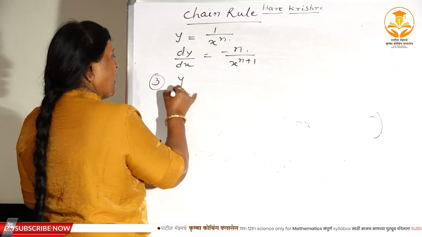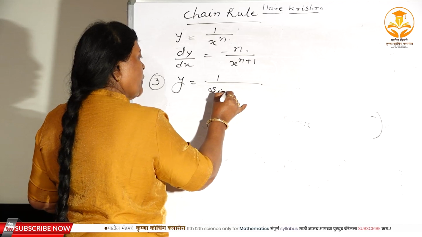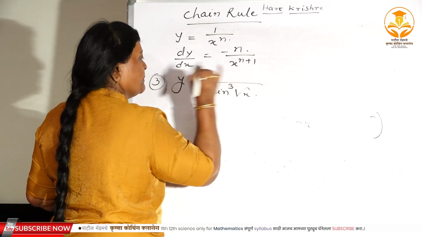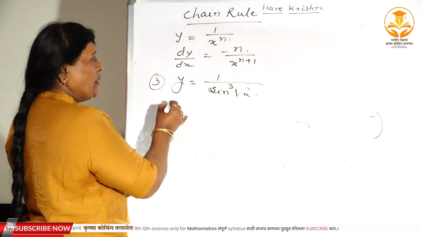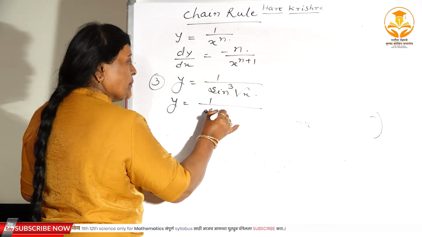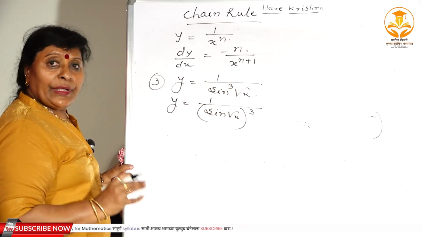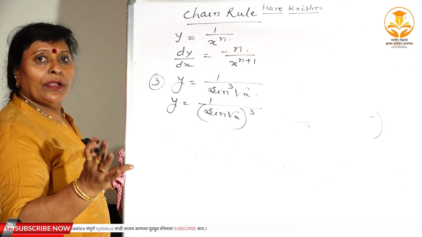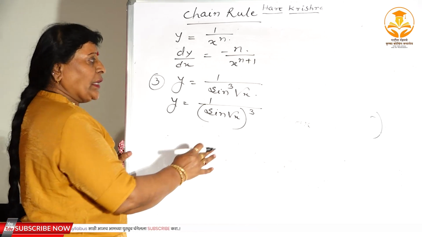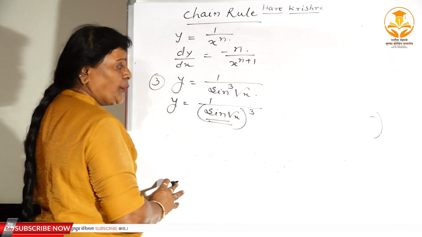Third, that is y is equal to 1 upon sine cube root x. See, how will you do this? Again, y is equal to, first you have to write like this, sine root x whole cube. Now it is easy, it is convenient to substitute u. Now you can put u in a convenient way.